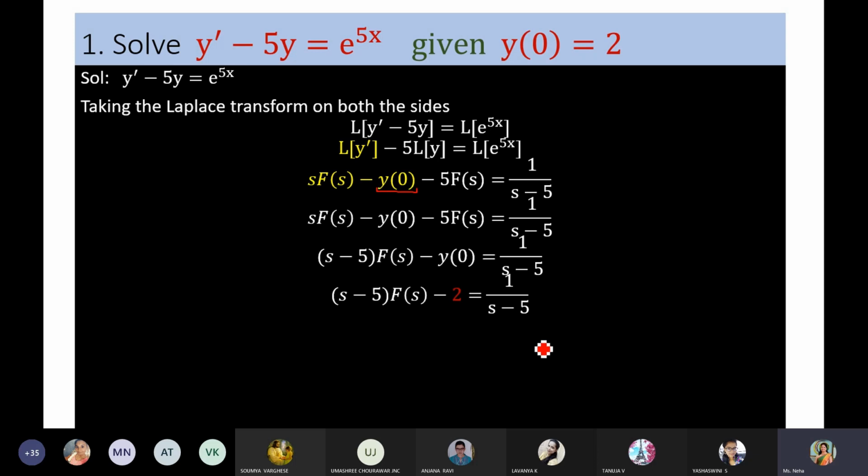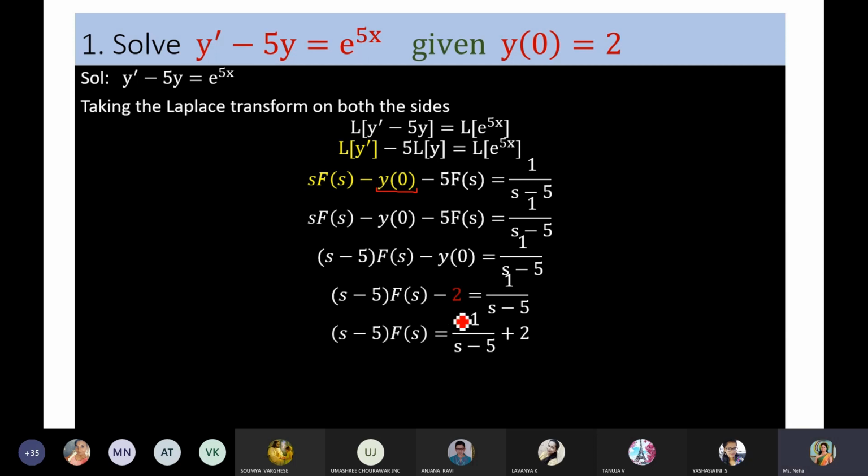In the formula itself, sometimes you will get y of 0, sometimes you will get y dash of 0. Those values will always be given to you. You just have to substitute. You will get some numbers. Put those numbers on the right hand side and make sure f of s is written on the left hand side.